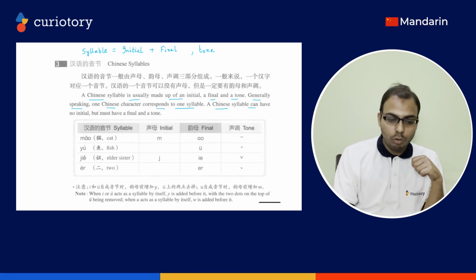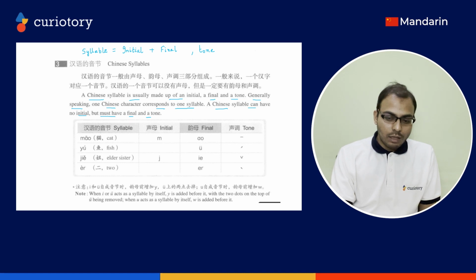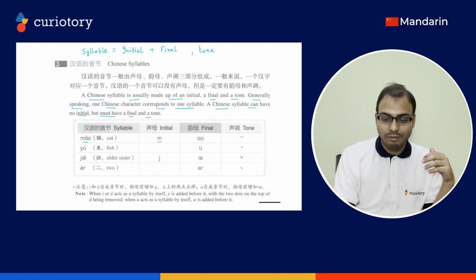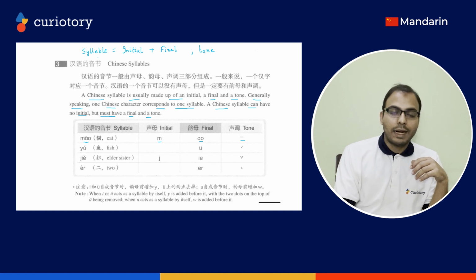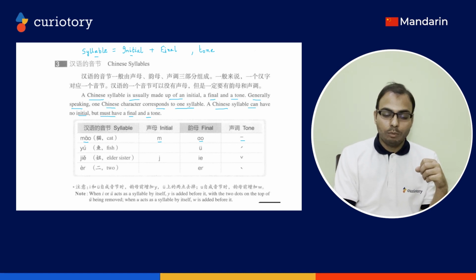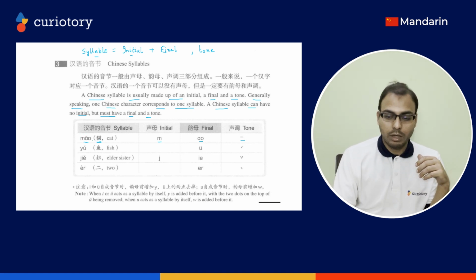A Chinese syllable can have no initial but must have a final and a tone. So, let's take an example of Mao. In the case of Mao, what is the initial, what is the final, and what is the tone? So we got to know that a syllable is made up of an initial and a final. Generally speaking, one Chinese character corresponds to one syllable. Here it's the Chinese character for cat, and it represents one syllable. A Chinese syllable can have no initial but must have a final and a tone. We'll be talking about this sentence in relation to E and R.